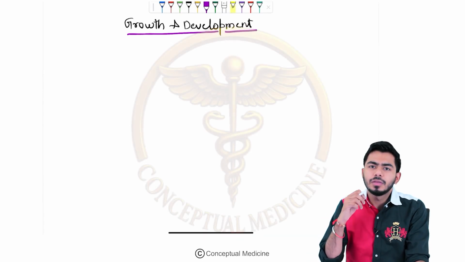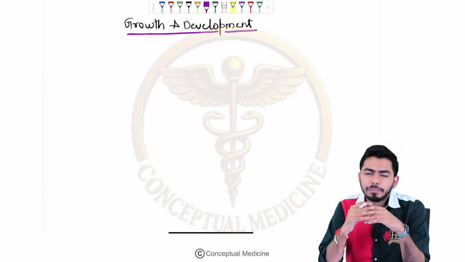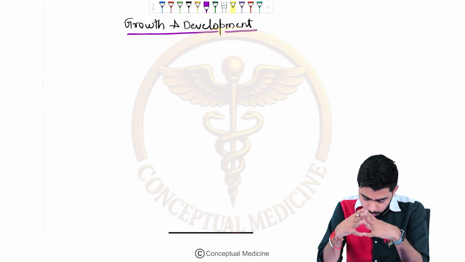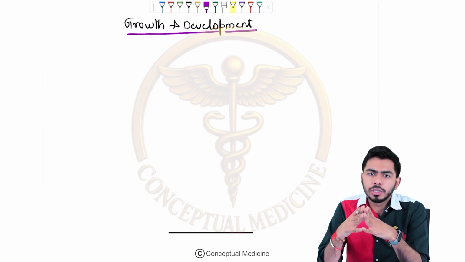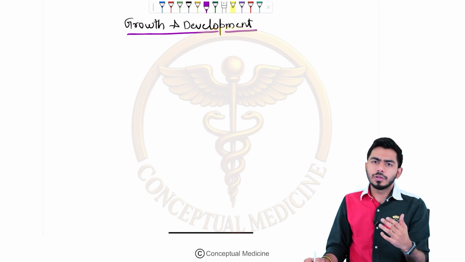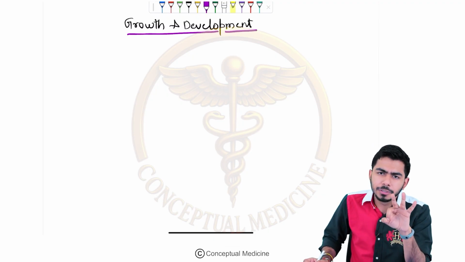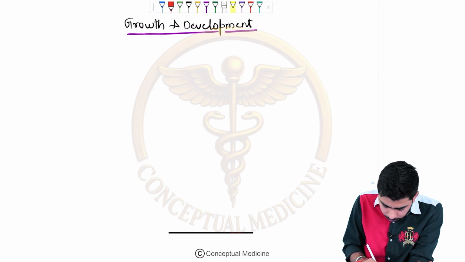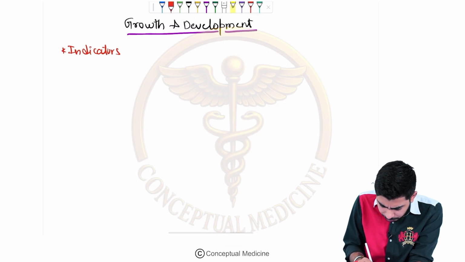So welcome back, guys. Here in this particular session, we are in pediatrics, mainly preventive pediatrics. We will be talking about growth and development in this chapter. If we talk about growth and development, there are 3 very important indicators I would like to mention in the first place. These are very, very important indicators.